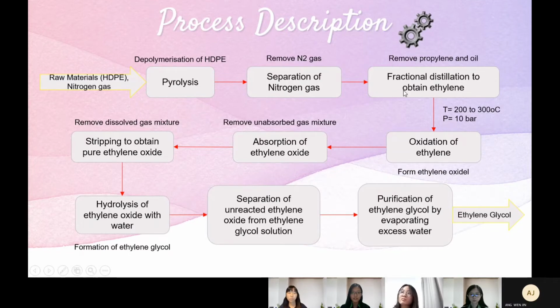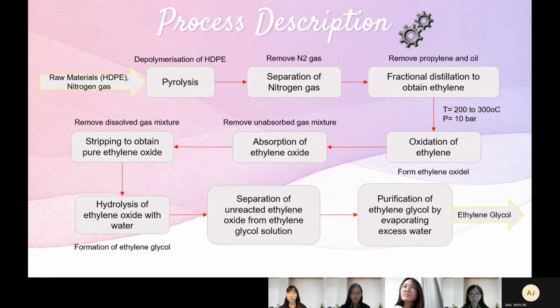Next, the nitrogen gas is removed from the system through a stripping column by steam. Then, the mixture of gases and oil undergoes fractional distillation in a distillation column to obtain ethylene, while propylene and oil are removed from the system. Ethylene is fed to a reactor and undergoes oxidation by reacting with oxygen to form ethylene oxide.